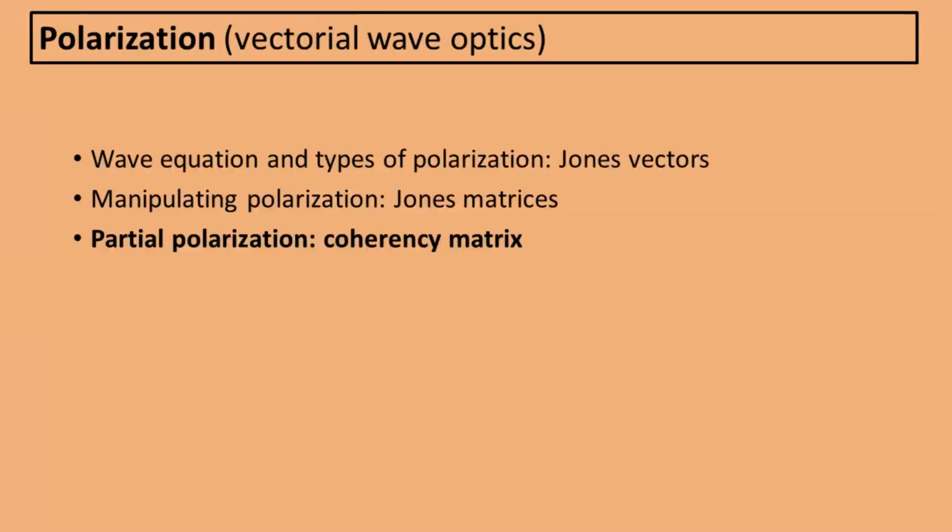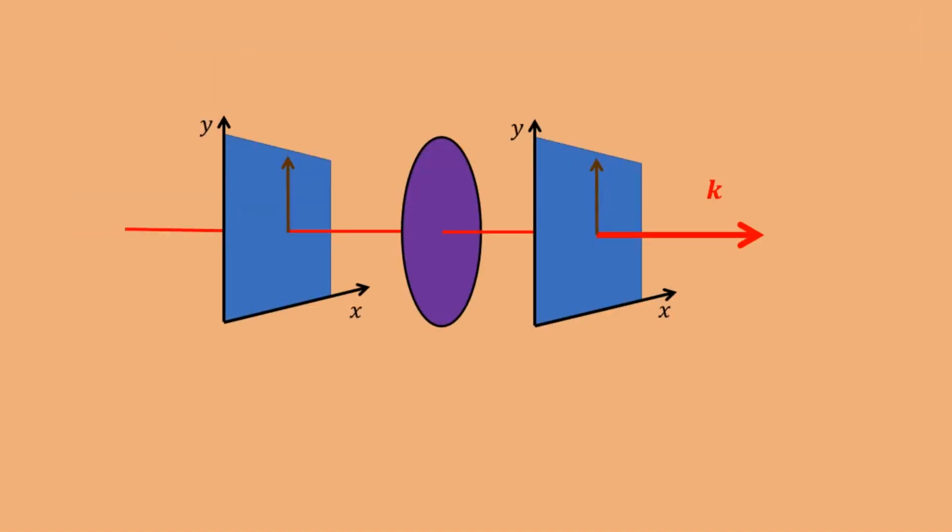So far, we have assumed the light is always completely polarized. What we will discuss next is how to describe light that may not be fully polarized. We have stated that light fields have a vectorial nature, which results in light having a polarization. So how does this property manifest itself in experiments?